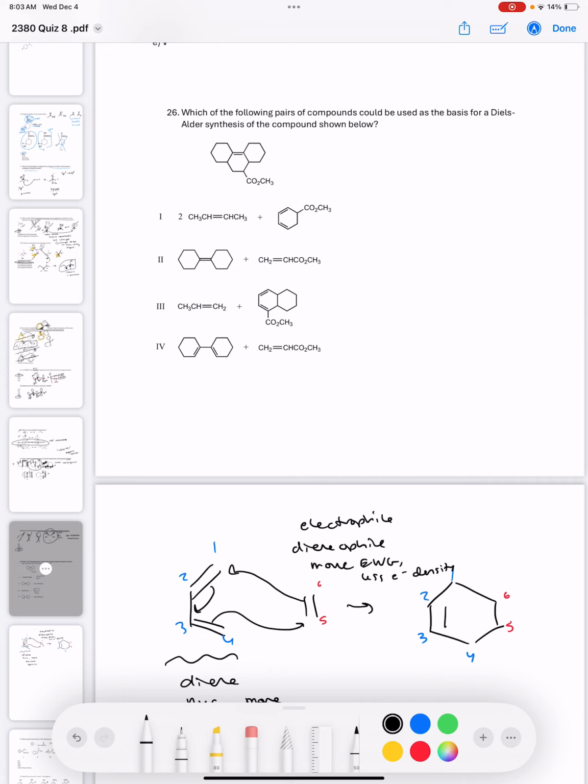Okay, which of the following pairs of compounds could be used as the basis for a Diels-Alder synthesis? So again, when I think of Diels-Alder, I know it always makes this 6-membered ring with an alkene. 1, 2, 3, 4, 5, and 6. And these bonds weren't here. So it started out like this. 1, 2, 3, 4, 5, 6.